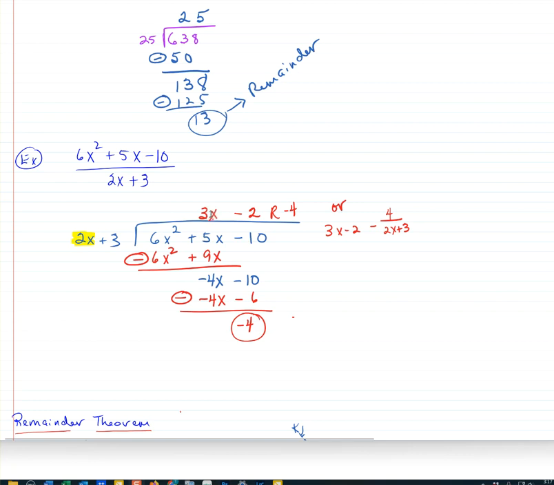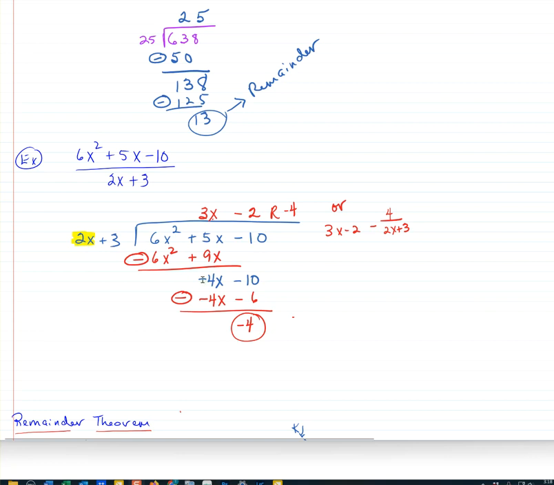Now we're going to multiply 3x by both of these terms. So 3x times 2x gives us 6x squared. 3x times 3 gives us 9x. We want to put a subtraction sign out here. I like to put it in a circle. It just reminds me that I'm subtracting even when I have a negative. So here this goes to 0. 5 minus 9 is negative 4x. I bring down the minus 10.